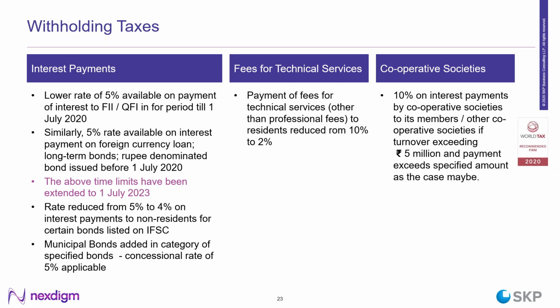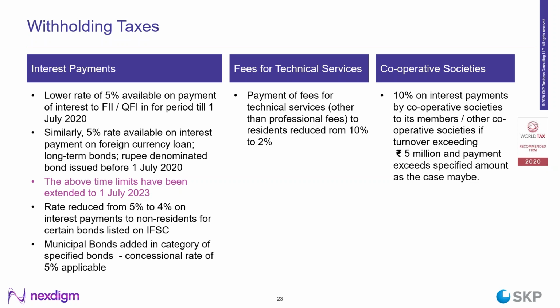Moving on, certain changes were made on the interest payments. So if FPIs or QFIs invest in certain specified securities and bonds in India, there was a tax rate of 5% which was applicable to those FPIs and QFIs. And this 5% beneficial rate was expiring in July 2020. However, that limit has now been extended to July 2023. So this beneficial rate would now be available to all the QFIs and FPIs till 2023.